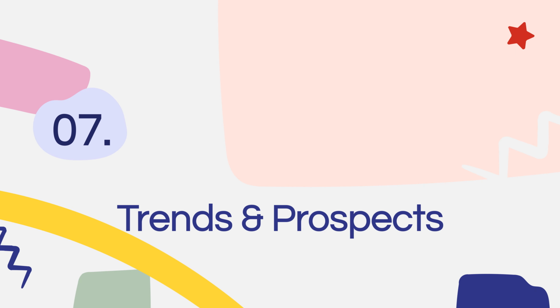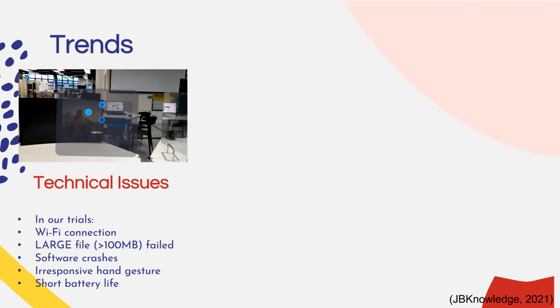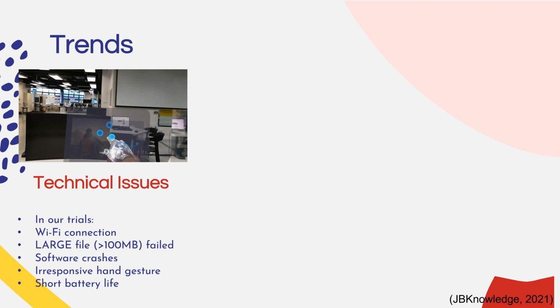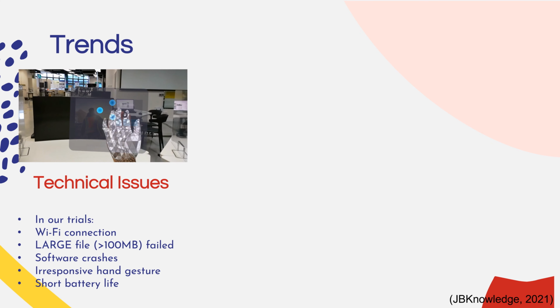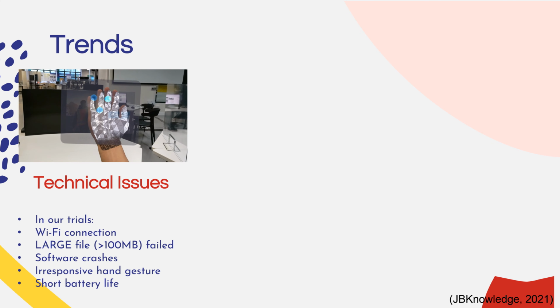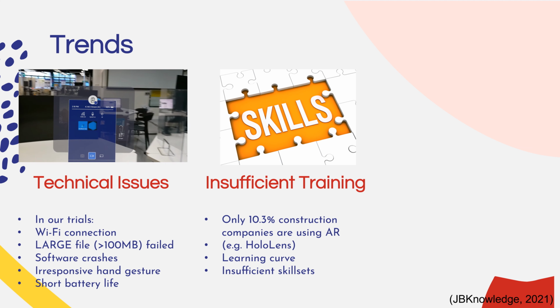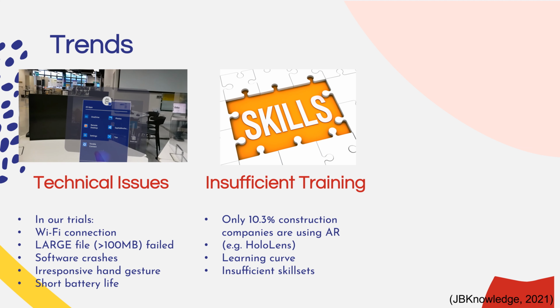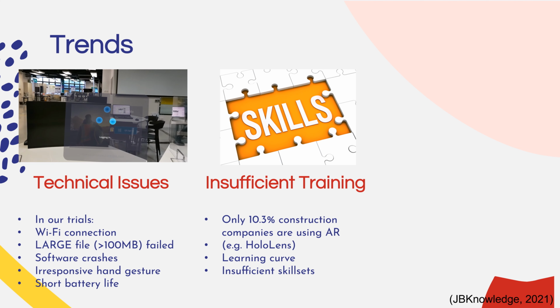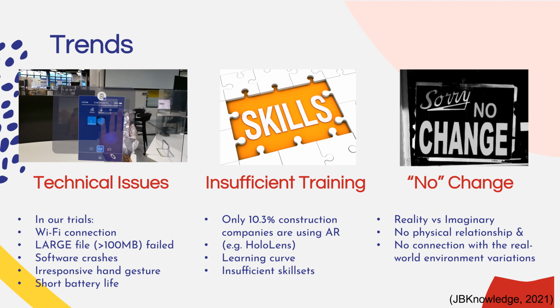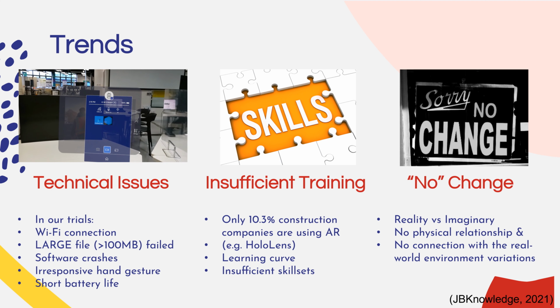In here, we'll talk about trends and prospects of AR. In our trials, we found that Wi-Fi, large file, and software crashes, responsive hand structure, and short battery life have contributed to our technical issues on using AR. Furthermore, with only 10.3% of construction companies using AR, there is insufficient training on using the AR headset. Furthermore, with only little changes to the AR model, we found that there is no connection with the real-world environment.